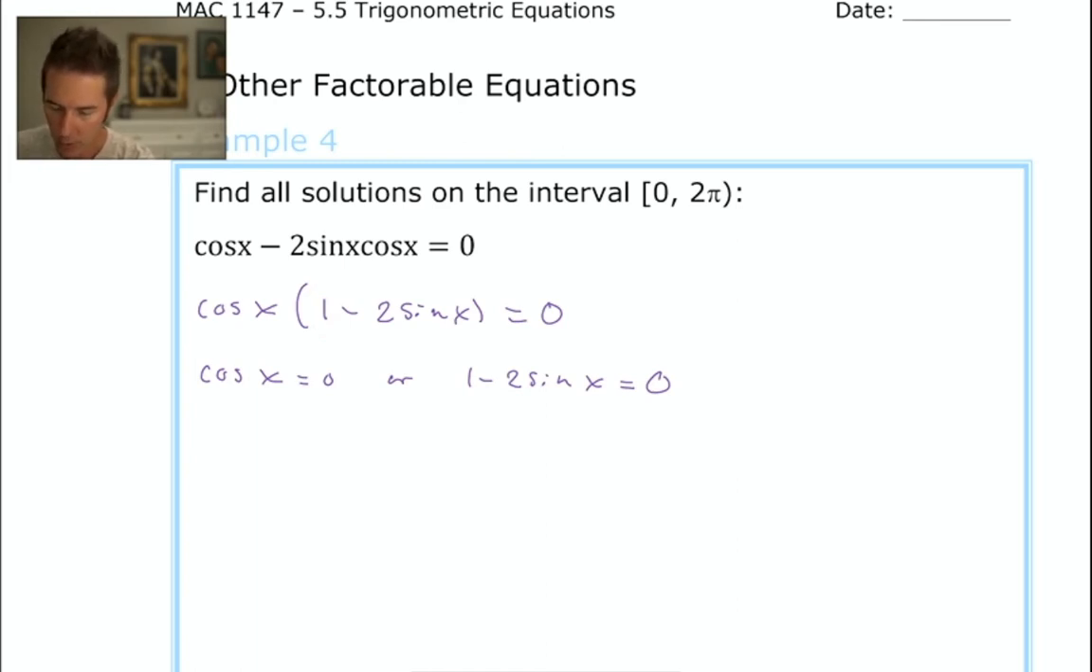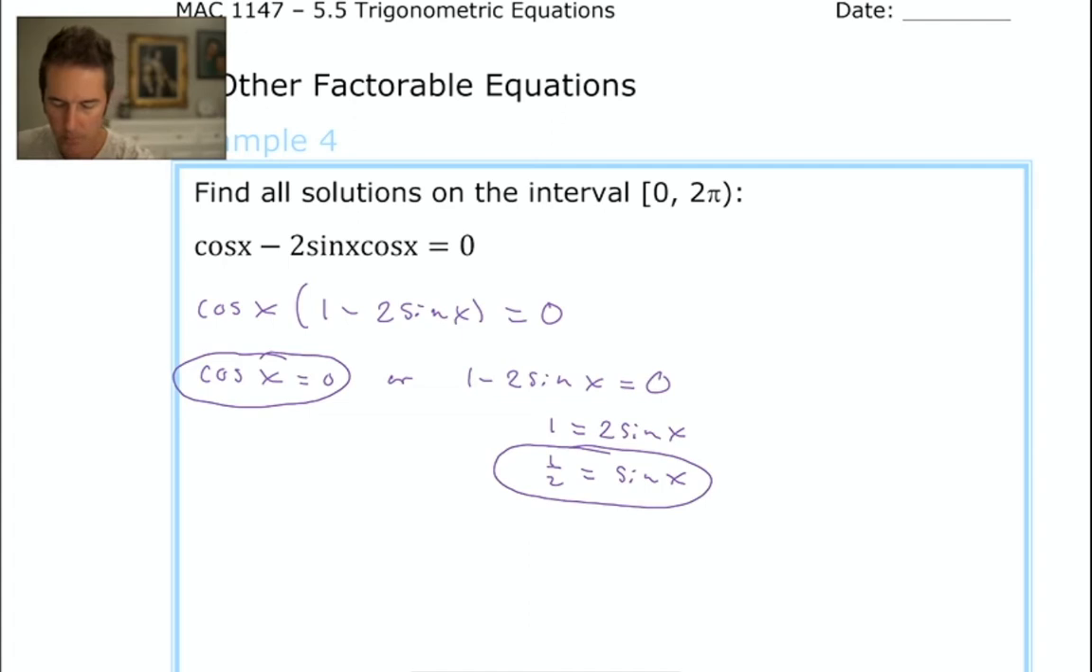The right-hand equation, let's just go a bit further with this one. I'm going to add the 2 sine x to both sides, so that 1 stays on the left-hand side. The 2 sine x is now on the right-hand side. Then divide both sides by 2, so we get a 1/2 on the left, and a sine x stays on the right. Nice. So let's solve this equation and this equation. When does the cosine of x equal 0? That happens when x equals pi over 2 and 3 pi over 2.